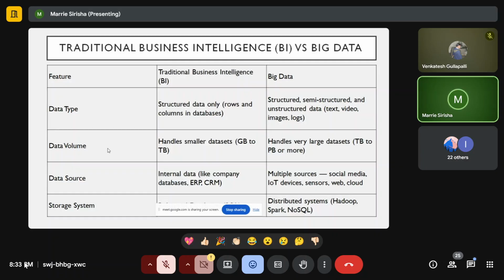It is structured data like your DBMS concept, like a table, rows, columns, etc. So it is structured, predefined structured.